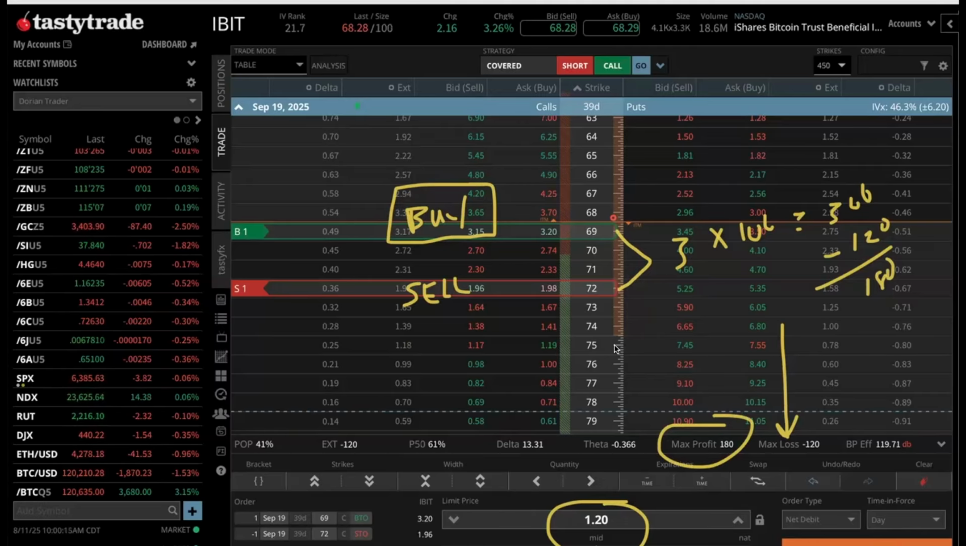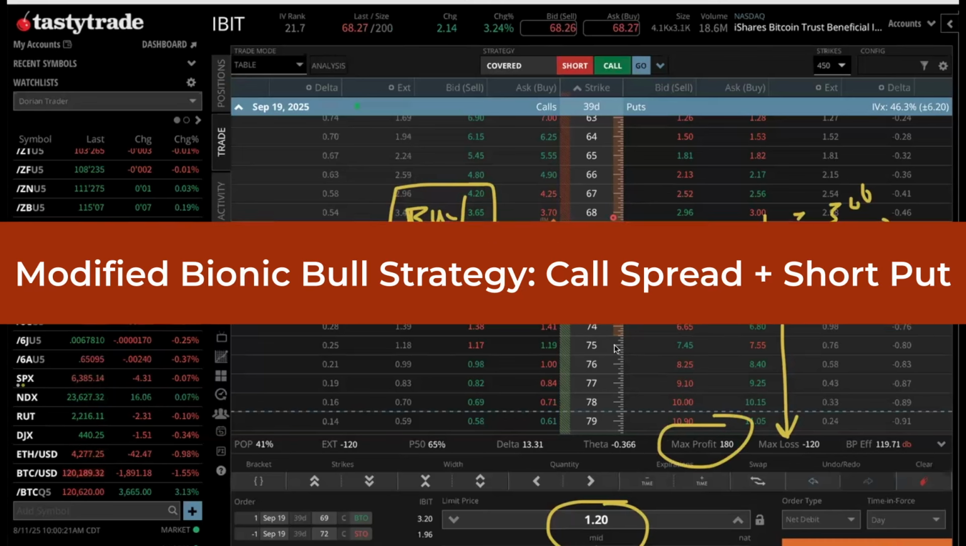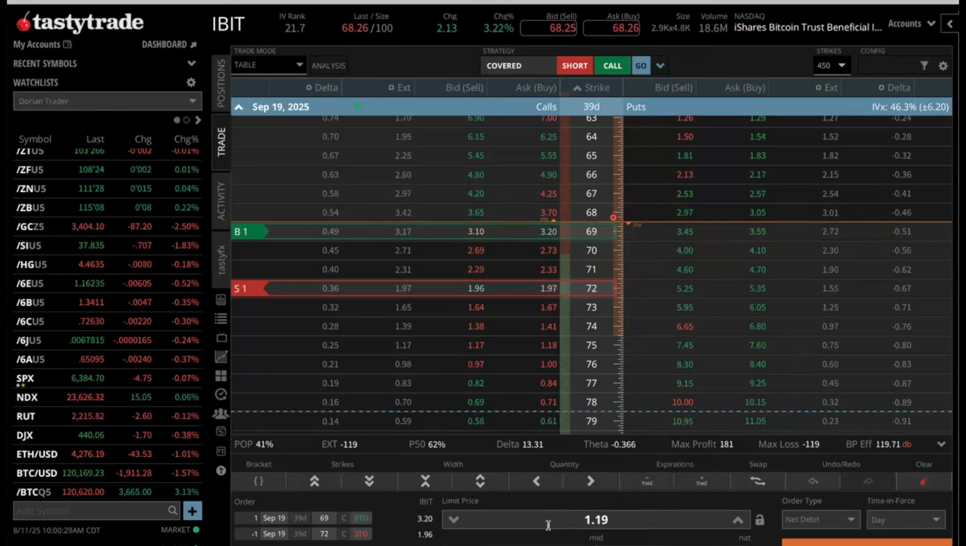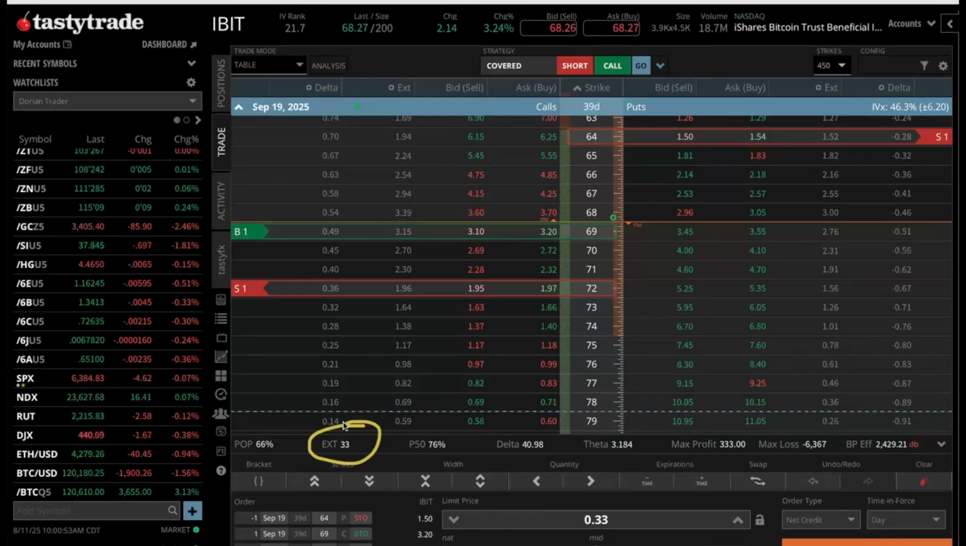Sometimes we will take that basic type of strategy and add a put to it to make it a custom or modified Bionic Bull, which is all within the safeguard strategy. So in this case, if it was going to cost us $119 to buy this call spread, we would want to sell a put for more than this 119, 120. So let's say we decided we are going to sell this put at the 64 strike here. If we sold this put at the 64 strike, it's going to be for more than the 120. So overall here, we are getting a credit of $33.